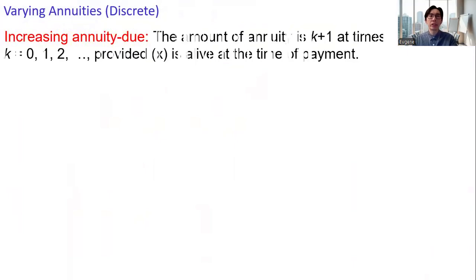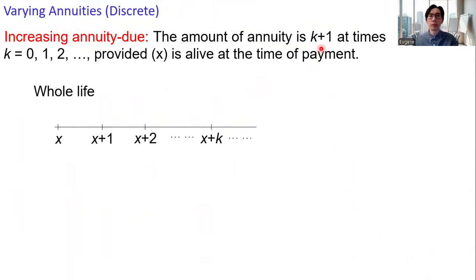Consider the increasing annuity due. An amount of k plus 1 is paid at time k, provided that the individual survives at the time of the payment. If this is a whole life increasing annuity due, this is the payment pattern. The individual receives an amount of 1 immediately at age x, and then if the individual survives to time 1, which is at the age x plus 1, then a payment of 2 is paid.